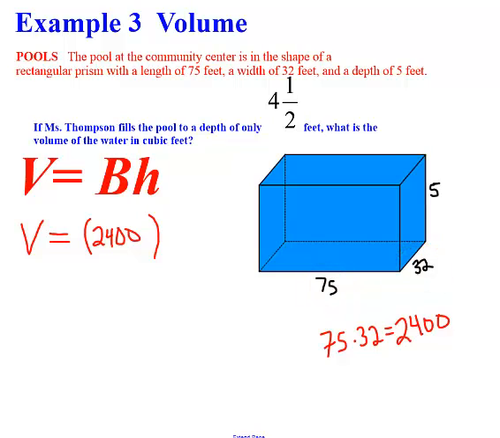And then I want to times that by the height, and this time I don't want to use 5, I want to use 4.5 because they only want to fill it to 4.5 feet. So now I'm going to times that by 4.5, and my volume would be 10,800 feet cubed.